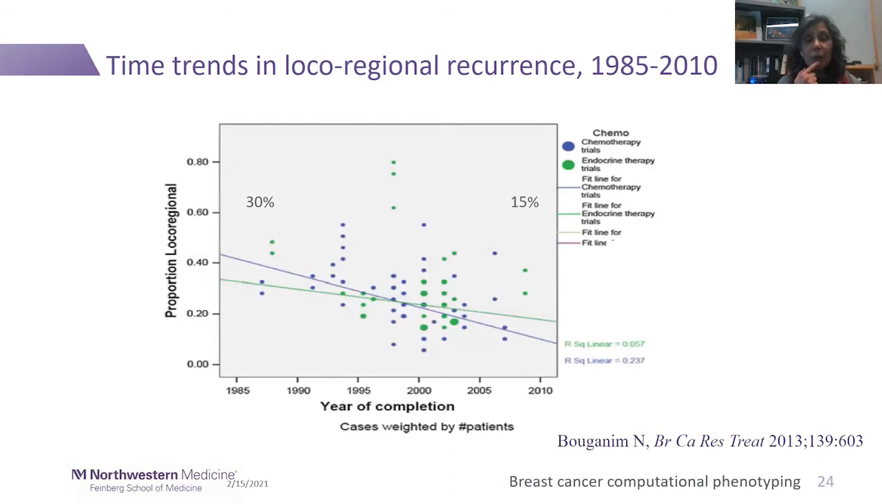So the blue curve is for chemotherapy, and the green slope is for endocrine therapy. Regardless of what type of systemic therapy has been used over this period of time, there was a very significant decline in local recurrence. Next slide, please.